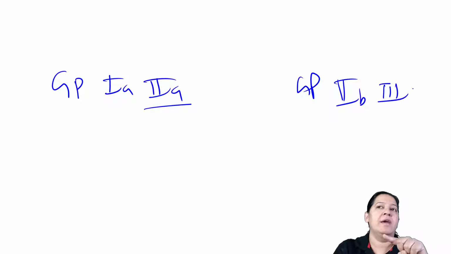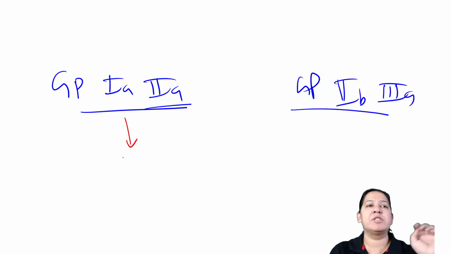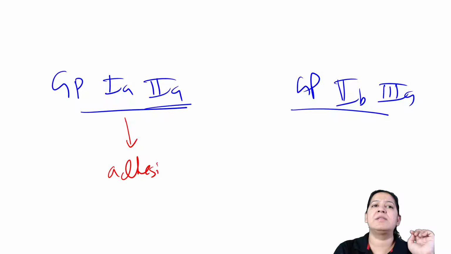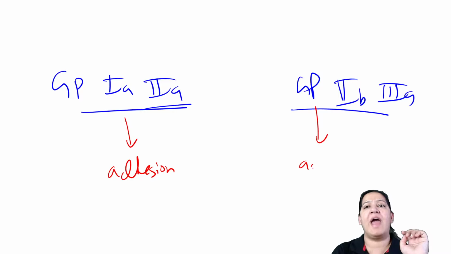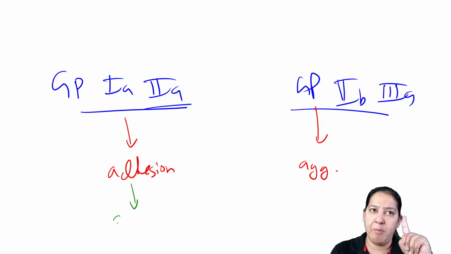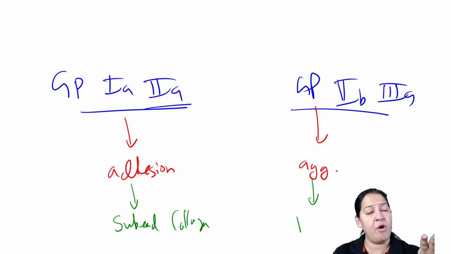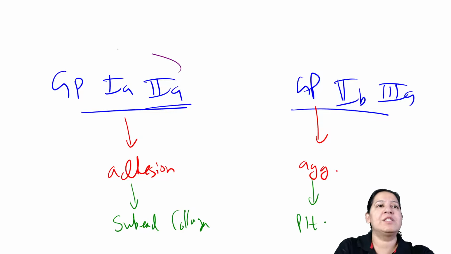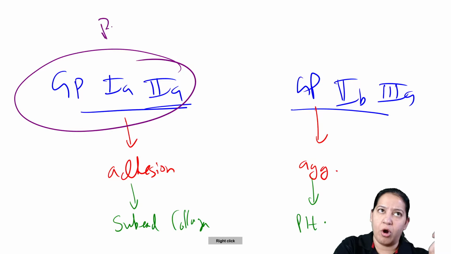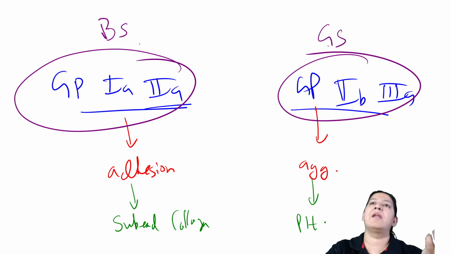GP2B3A. So GP1A2A, and 2B3A. This is a receptor responsible for adhesion and this is a receptor responsible for aggregation, right? Via this receptor, platelets form bonds with subendothelial tissue, the collagen of the subendothelial tissue. And here, via this receptor, platelets form bonds with another platelet. Deficiency of this one leads to a disease known as Bernard-Soulier syndrome, and deficiency of this one leads to a disease known as Glanzmann syndrome.